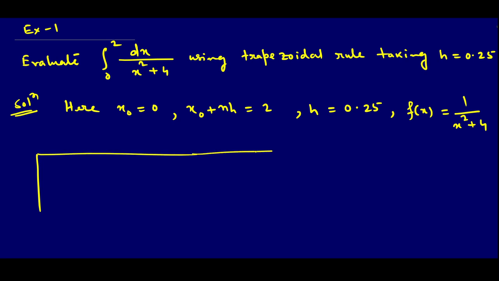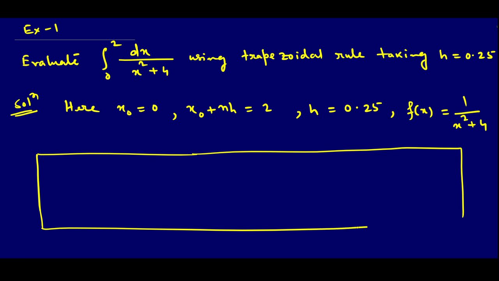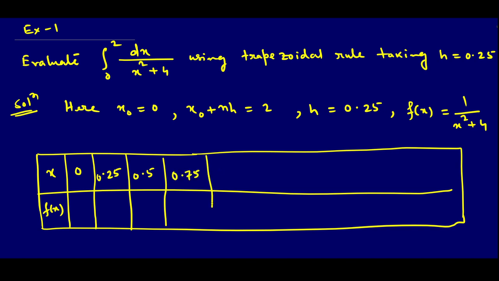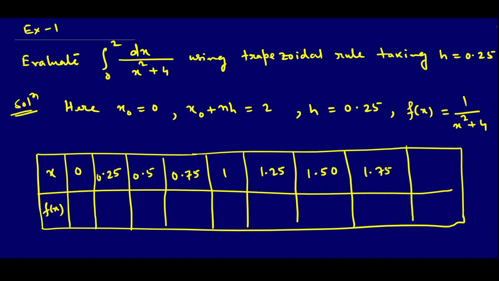x and then f(x). The first term is x0, and our x0 is 0. Then the second term will be x0 plus h. Our x0 is 0 and h is 0.25, so it is 0.25. Then x0 plus twice h, that means 0 plus 2 into 0.25, so it will be 0.5. Like this, in each step you just add 0.25, then it will be 0.75. After that 1, then 1.25, then 1.5, 1.75, and finally 2. We stop here because our upper limit is 2.